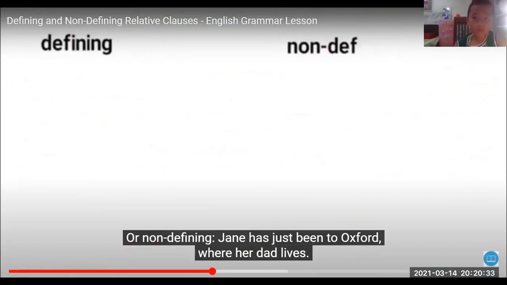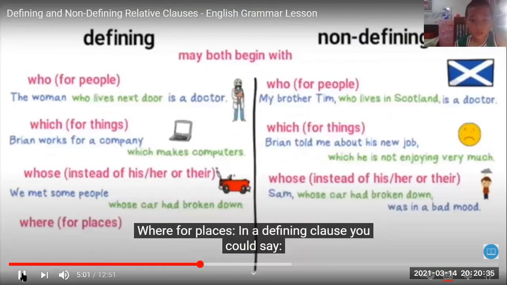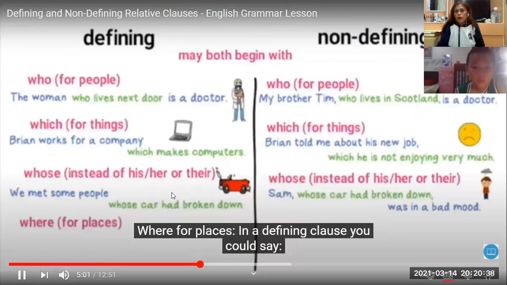Okay, for a while, Kyo, here. In a defining clause. Okay, look at this one. Teacher feels very cold today because I've got a fever, Kyo. So here we have defining. That's why teacher is wearing a jacket today. Teacher got a fever. That's why teacher wears a jacket.